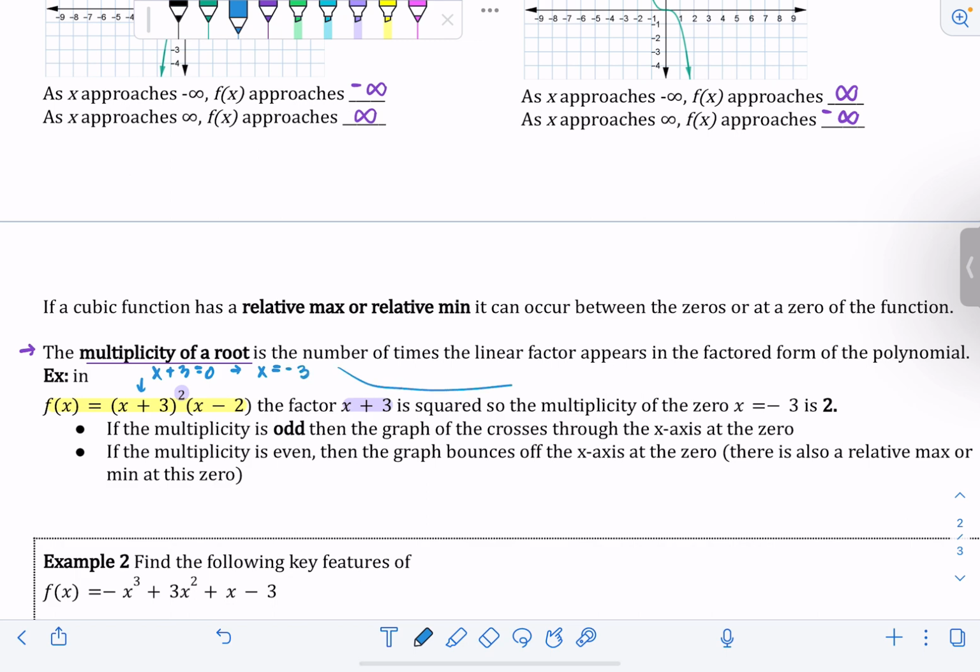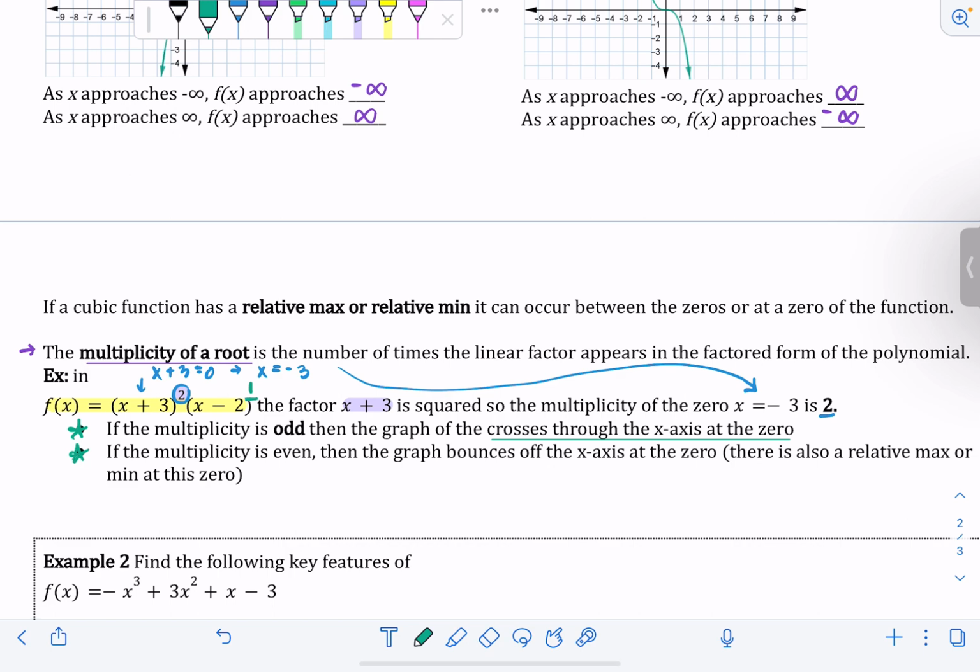So the 0 that comes from it is x equals negative 3, and its multiplicity is 2 because that factor is squared. Okay, these next two bullet points are really important. If the multiplicity is odd, then the graph crosses through the x-axis at the 0. For example, this exponent right here, there's none, so it'd be like a first power, so that's odd. If it's to the third power, the fifth power, any odd number, that means that it crosses through the x-axis at the 0 that goes with that factor.